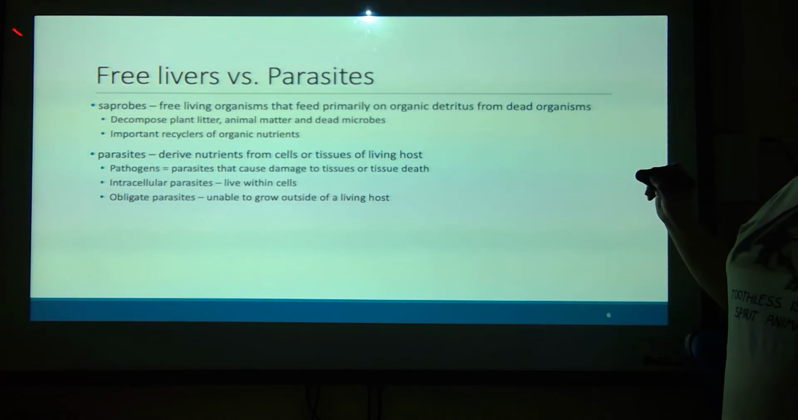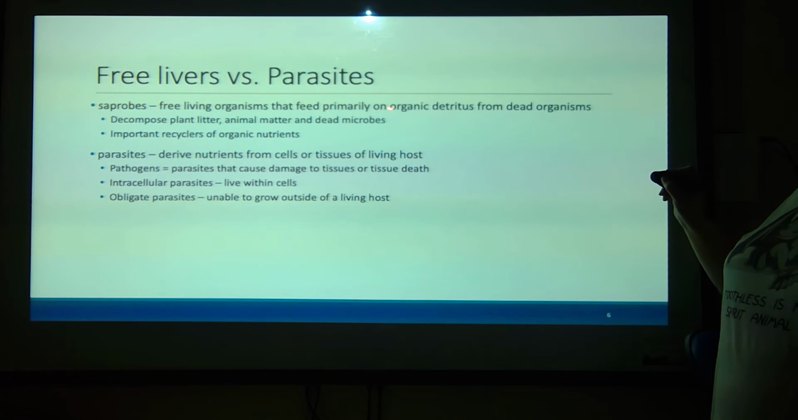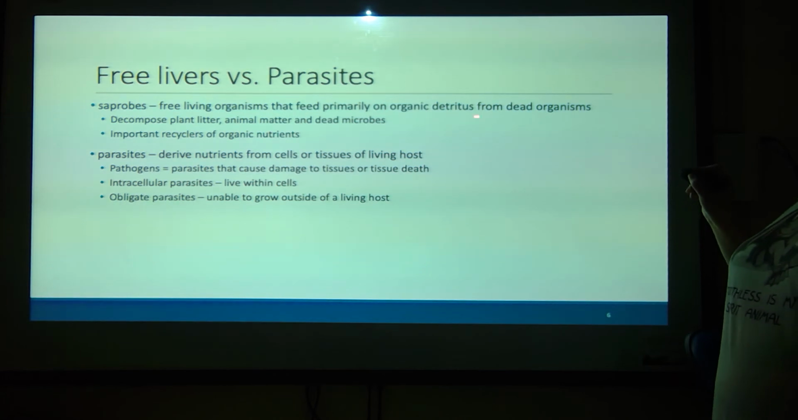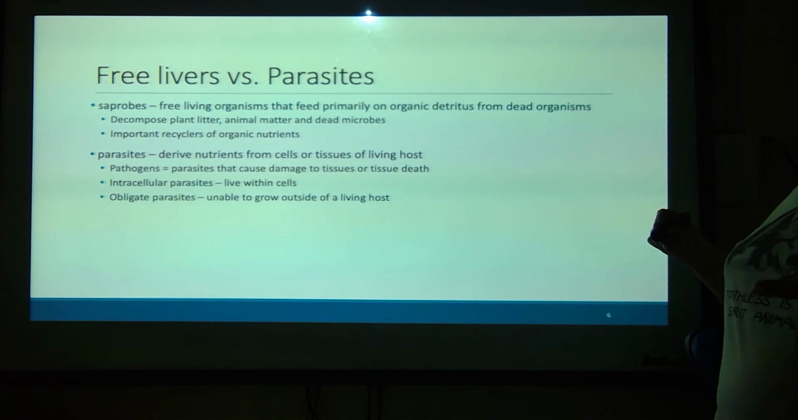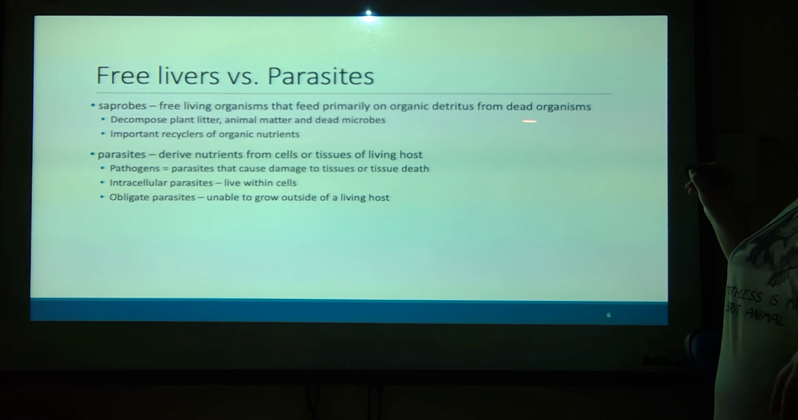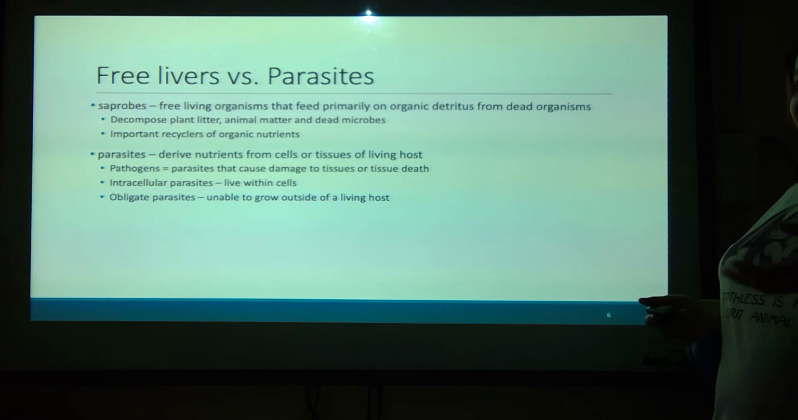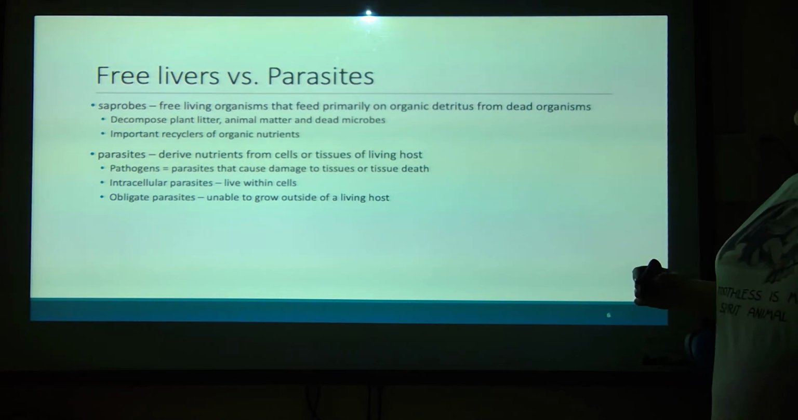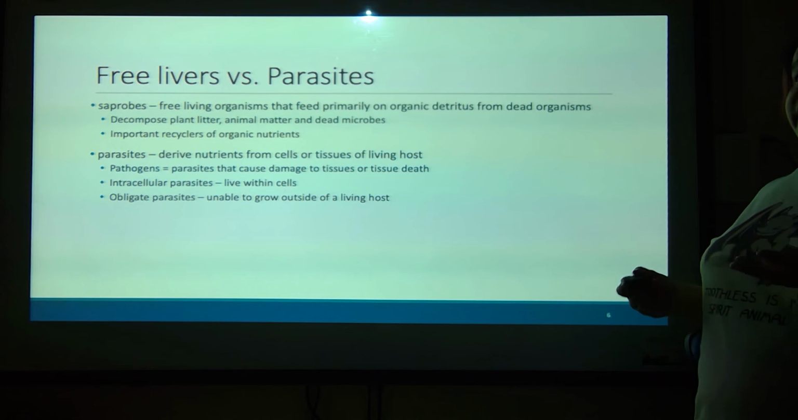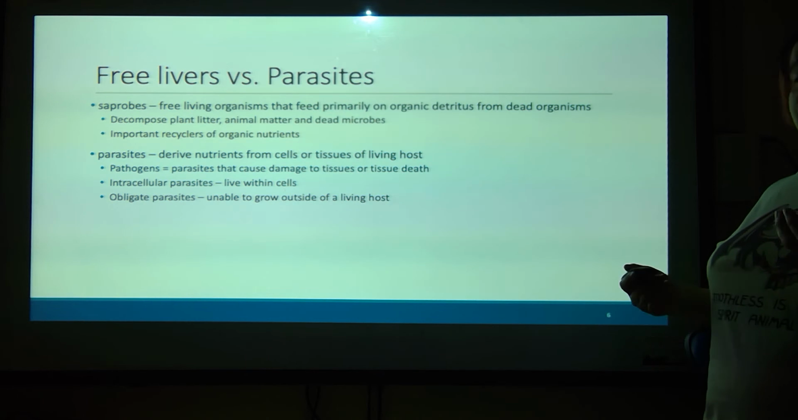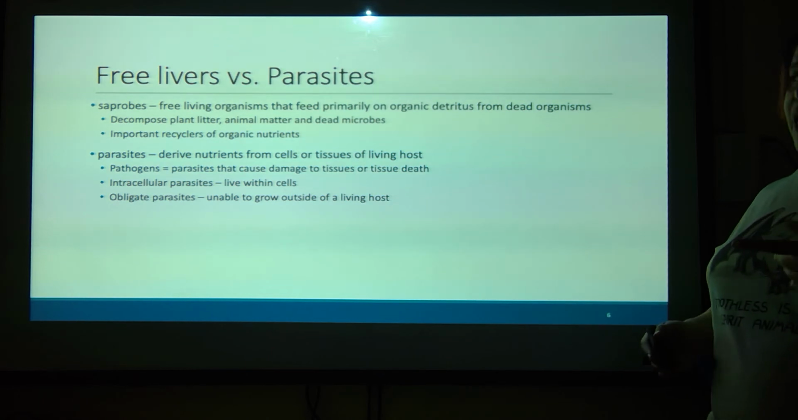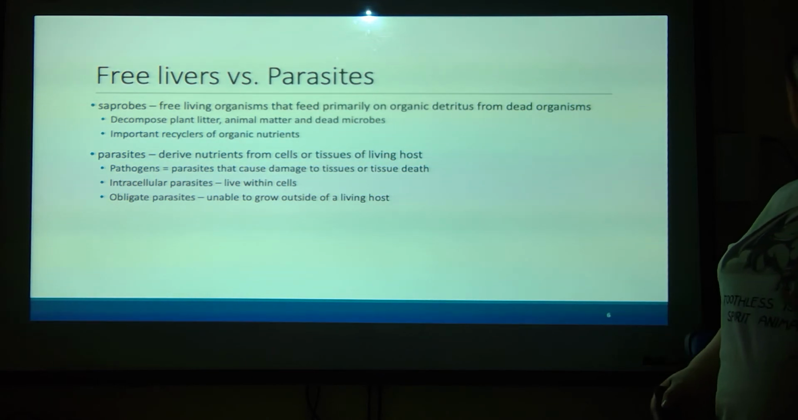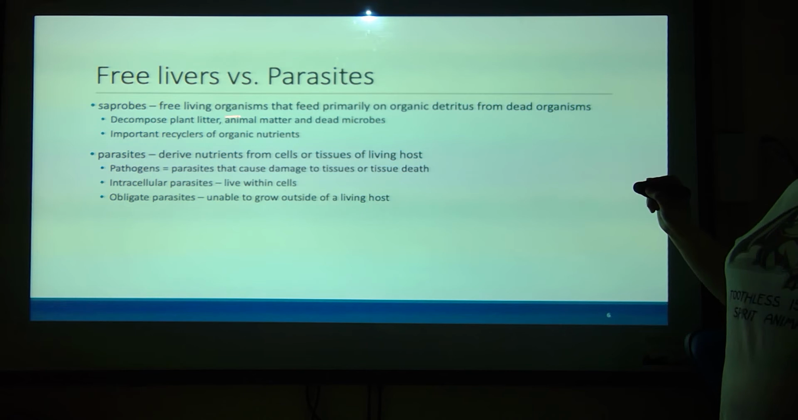So, the saprobes. These are free living organisms that feed primarily on organic detritus, which is basically dead things from dead organisms, the matter that's left from dead organisms. They decompose plant litter. Ugh, that's really hard to say. I don't know why, but it is. Animal matter and dead microbes.